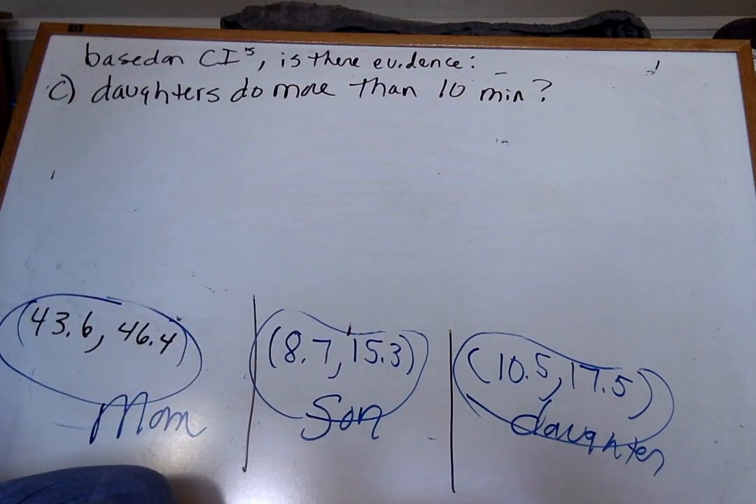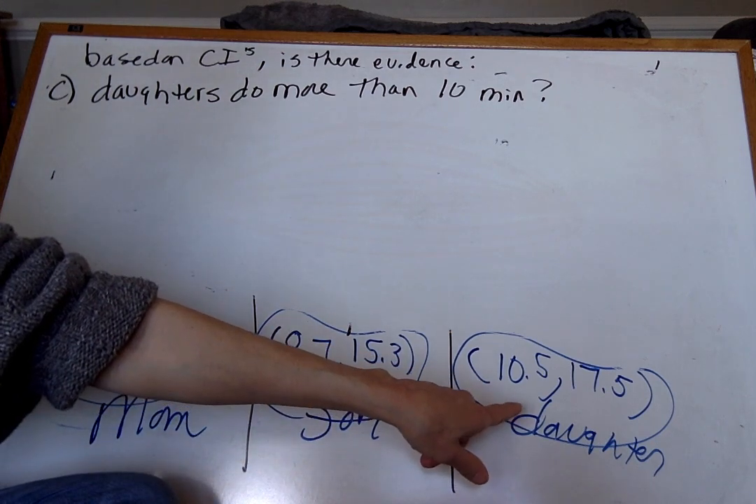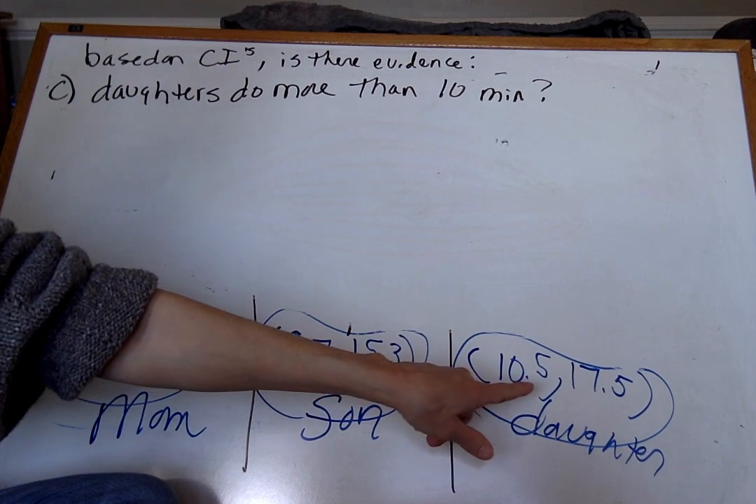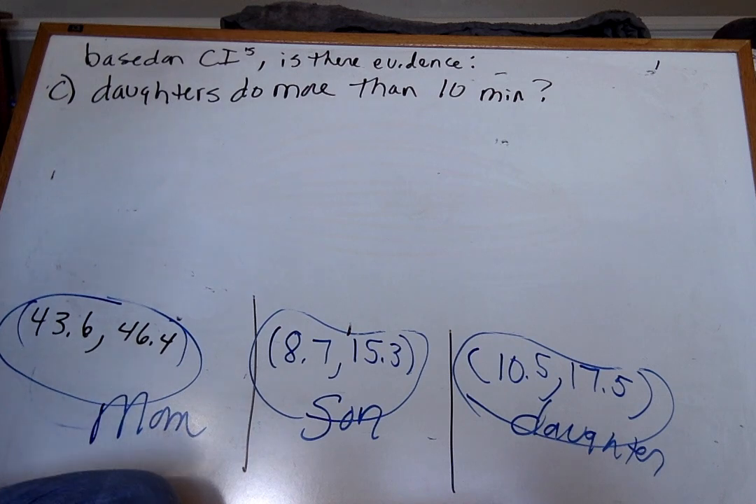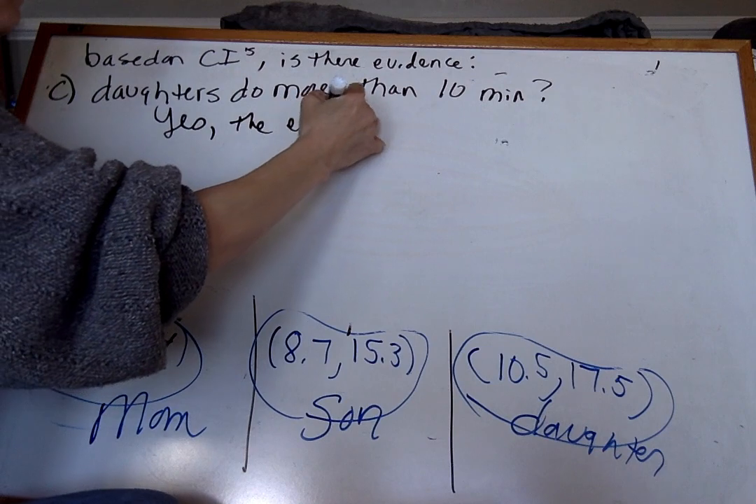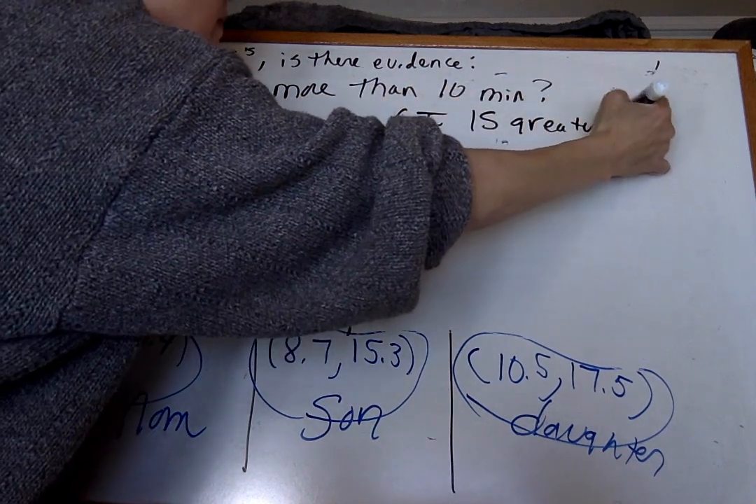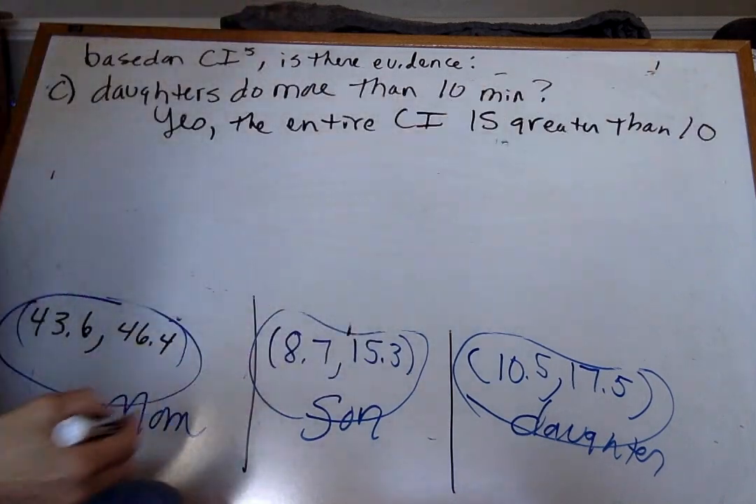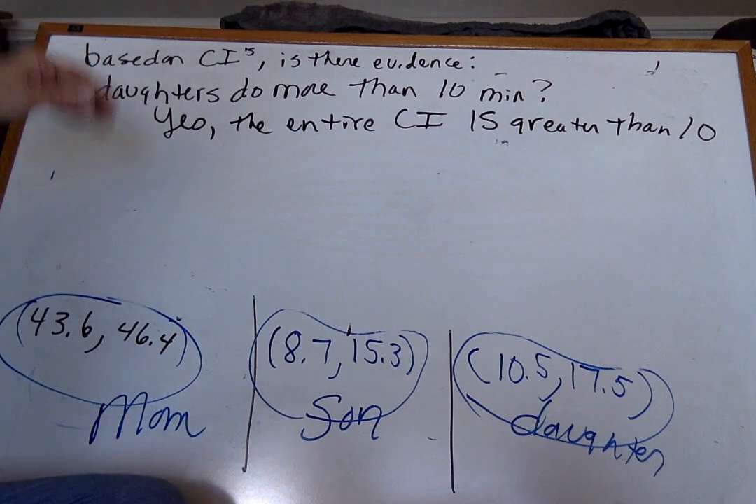So, is there evidence that daughters do more than 10 minutes? Well, we see the daughters' lowest value is starting at 10.5. See how this entire confidence interval is greater than 10? That's probably the shortest, cleanest way to completely answer the question. Yes, the entire confidence interval is greater than 10.